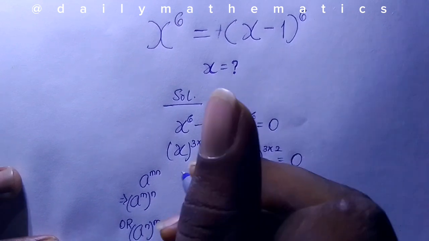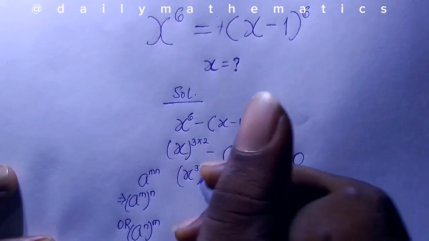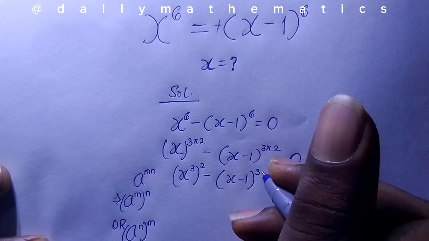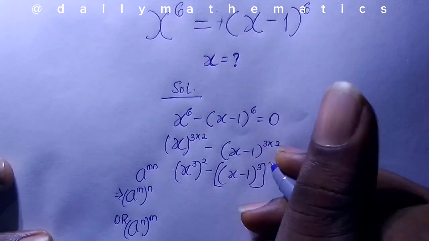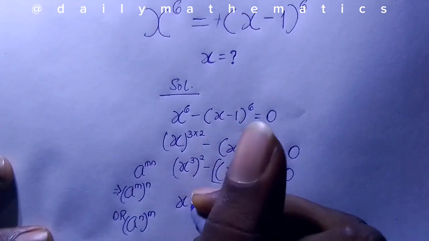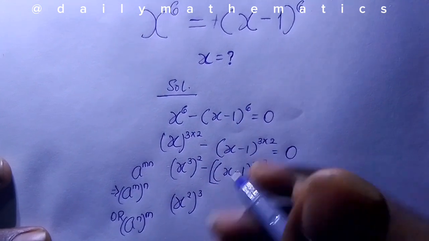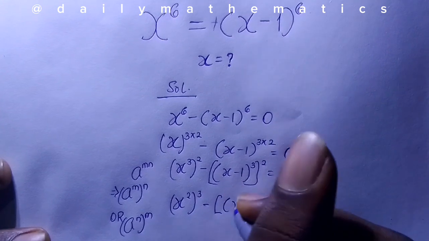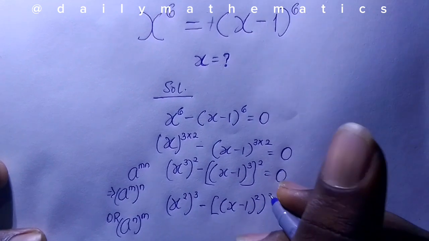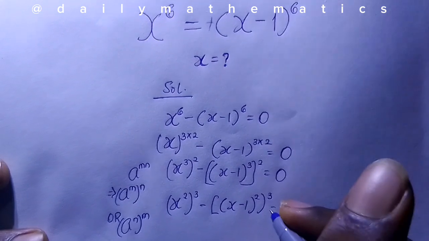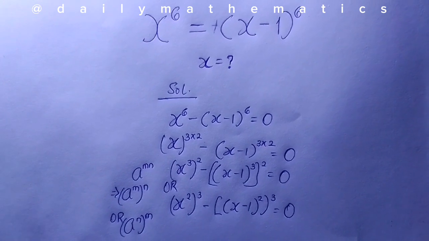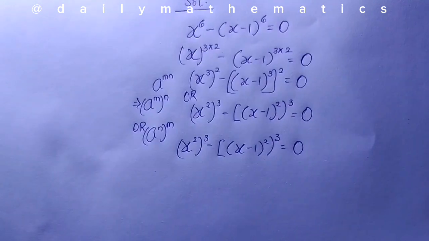So we can have x raised to the power of 3, raised to the power of 2, minus (x minus 1) raised to the power of 3, raised to the power of 2, equals 0. And it can also be x raised to the power of 2, raised to the power of 3, minus ((x minus 1) raised to the power of 2) raised to the power of 3, equals 0. So we can have this or this, and we can go with any one of them. You can use any one of your choice.